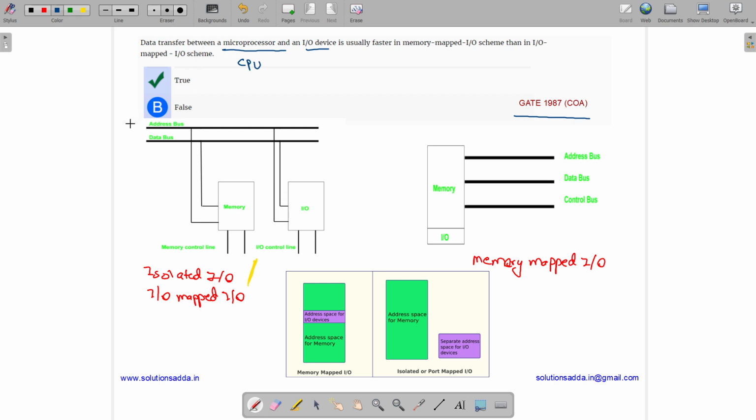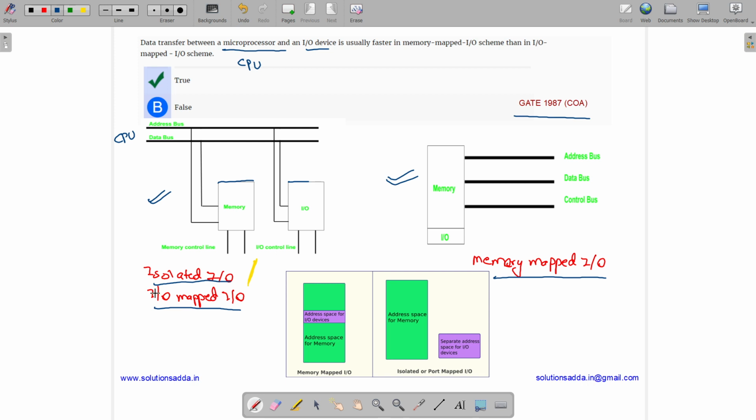Suppose whenever our CPU or the microprocessor wants to communicate with the IO device or with the memory, there are basically three schemes, but the question states about these two schemes only. The first one we can say to be isolated IO or IO mapped IO scheme, and the second one is memory mapped IO scheme. As we know, all the communication happens through the address bus, data bus and the control bus.